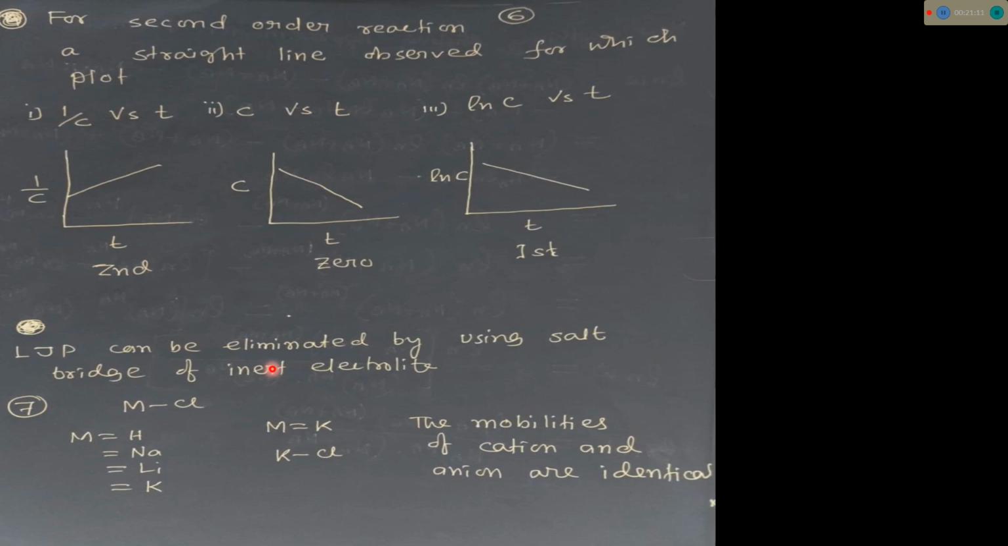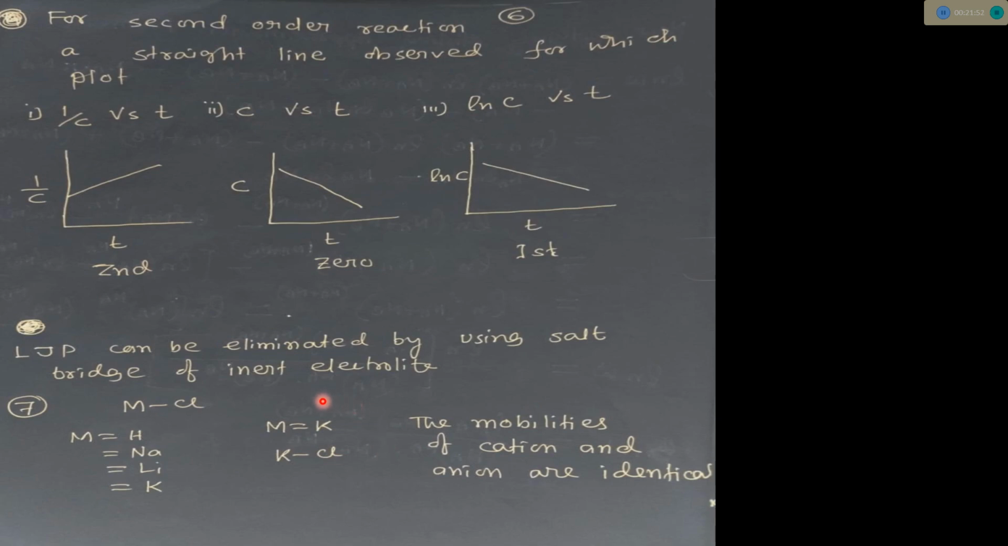So we know already, we use some electrolyte to eliminate the liquid junction potential. In that case we normally use potassium chloride or ammonium nitrate, because in this electrolyte the mobilities of cation and anion are somewhat identical. So we use an electrolyte whose cationic and anionic mobilities are identical.